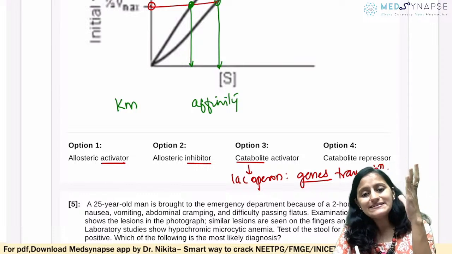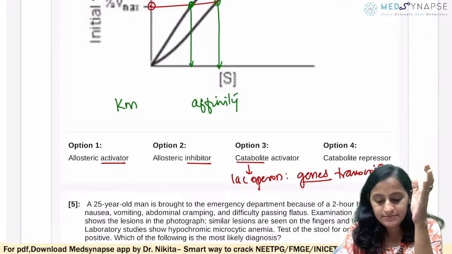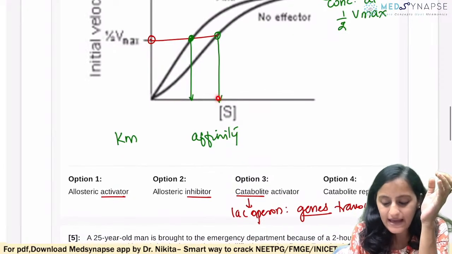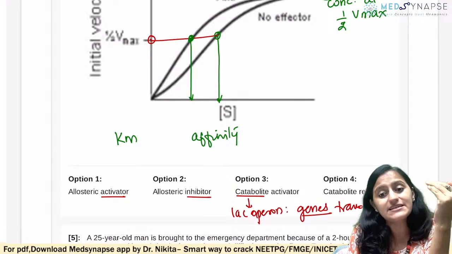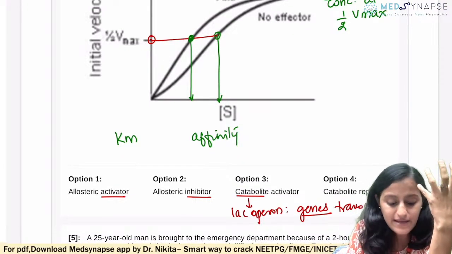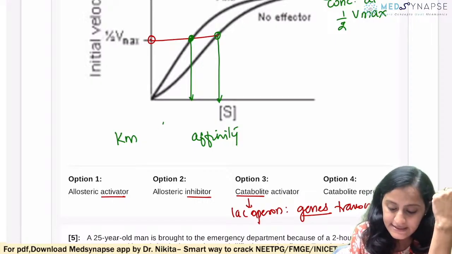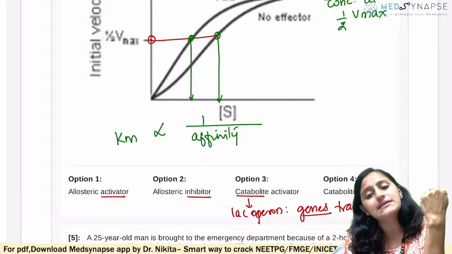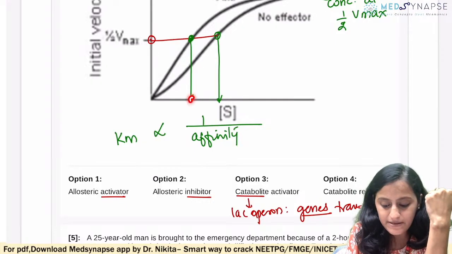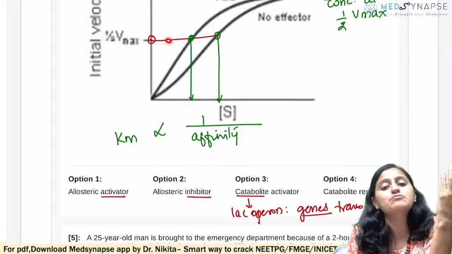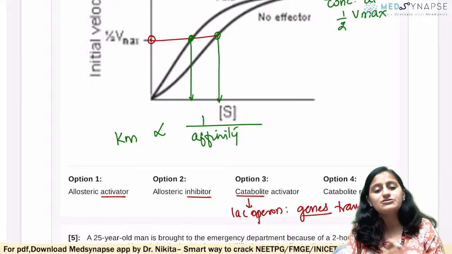The higher the Km, that means the affinity is low. More substrate is required, so the affinity is less. So Km is inversely related to affinity. Remember, the lower the Km, that means more is the affinity. Less substrate concentration is required.